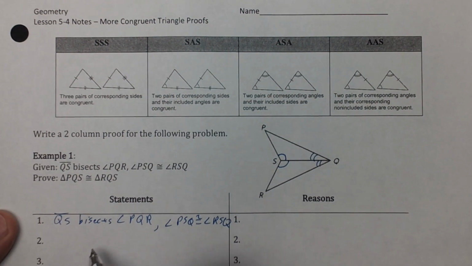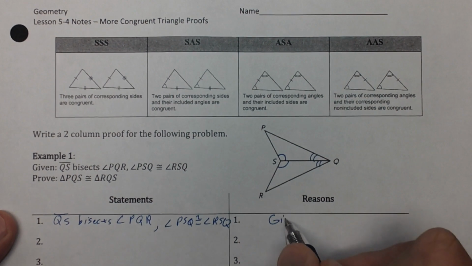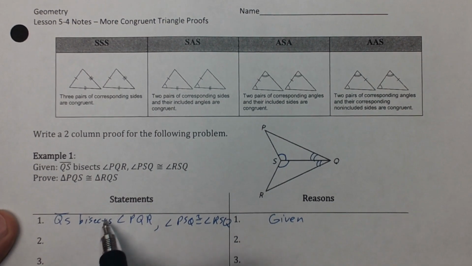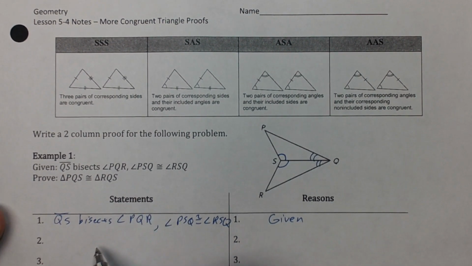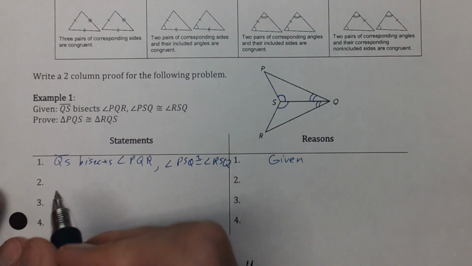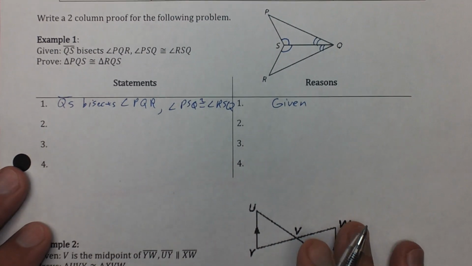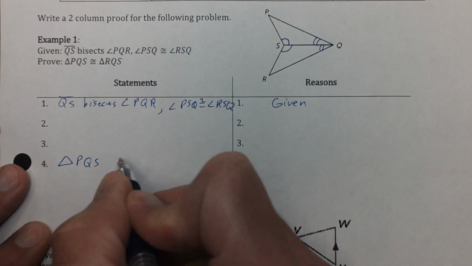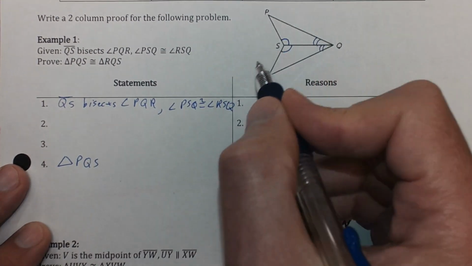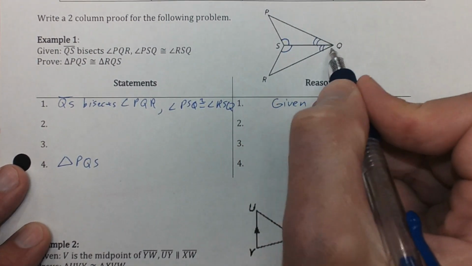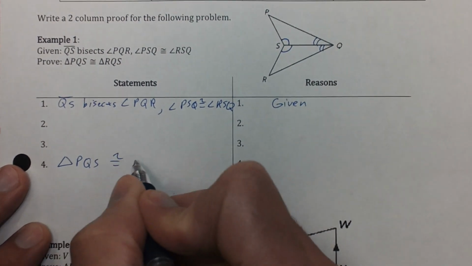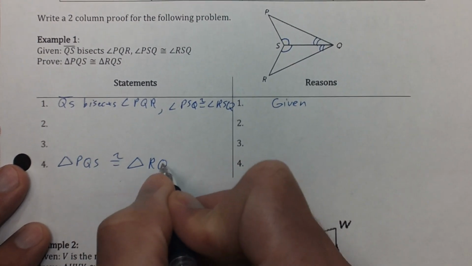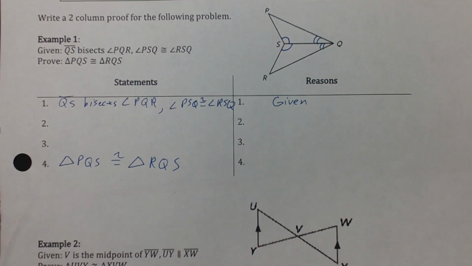So I have my first statement. My first reason is always given. The first statement, keep in mind, is always the one you're provided with. And then what am I trying to prove? I'm just going to go ahead and write it in there. I'm going to try to prove that triangle PQS is congruent to triangle RQS. So I'm going to go ahead and write that in there as well, just to know where I'm going in this process.